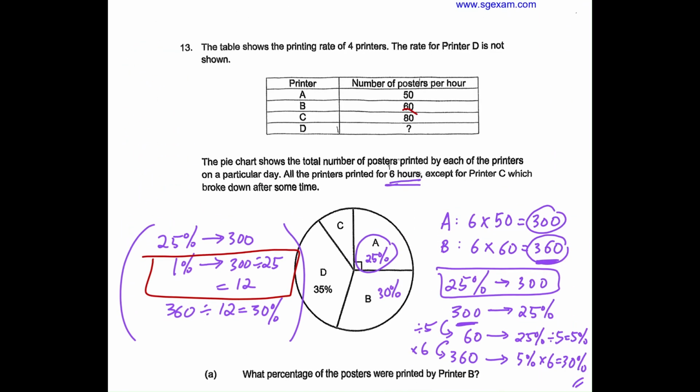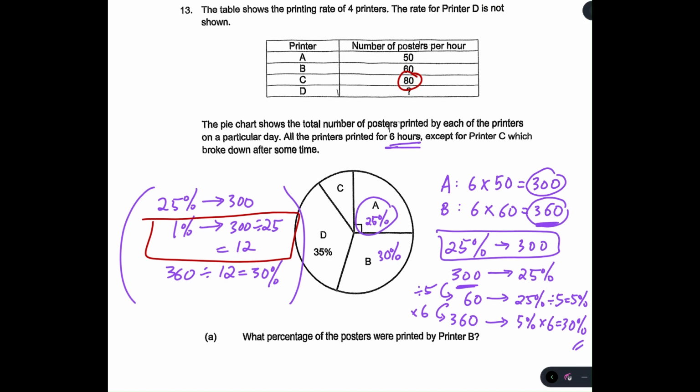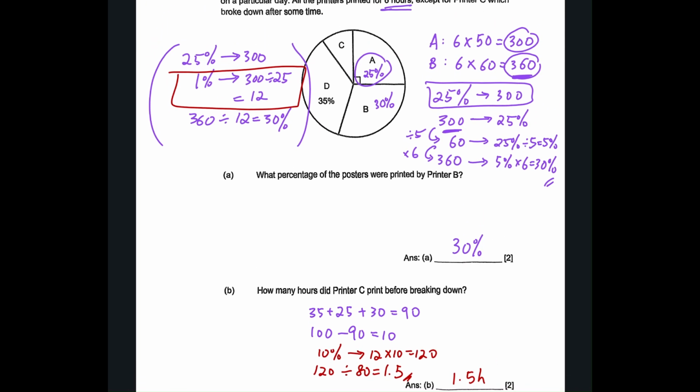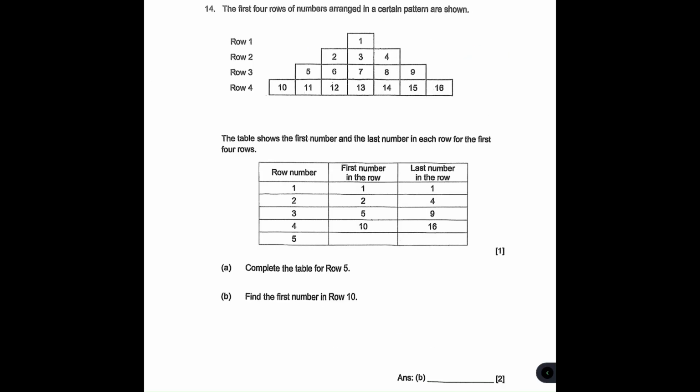From the table, we know that printer C prints 80 posters per hour. So 120 divided by 80. The answer is 1.5 hours. So out of the 6 hours, printer C only printed for 1.5 hours. Okay, moving on to question 12.